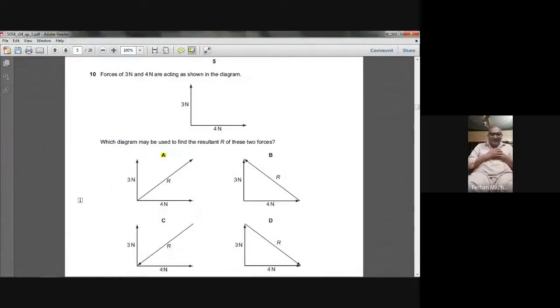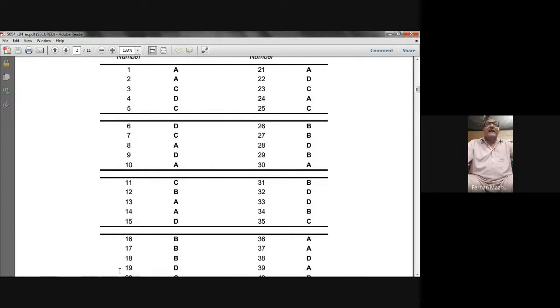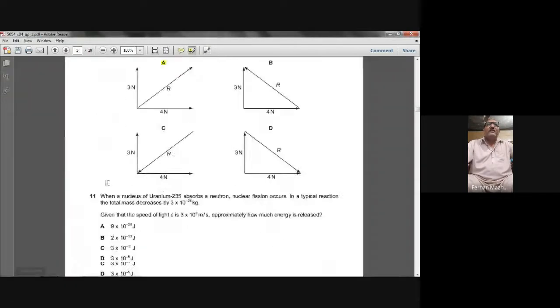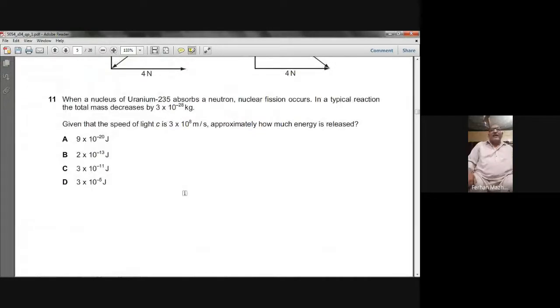What do you say? Do you understand this? Yes, sir. Okay, very good. So that was question number 10. A is the choice. Let's check the answer. Question number 10, A is the choice. Is right. Okay, so we are going to the next question, and that question number 11 is showing up on your screen.